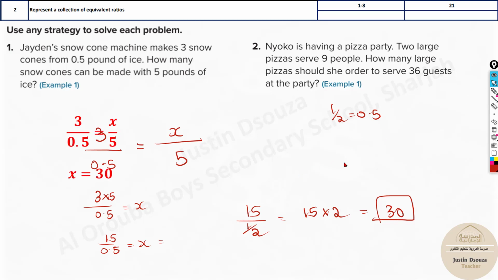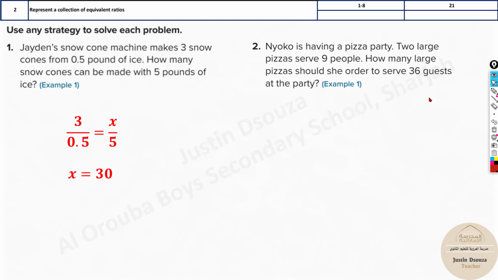So that's it. Now the other problems are just like what we have done. So please read it out, write the relation and solve it. All the answers are worked out over here.